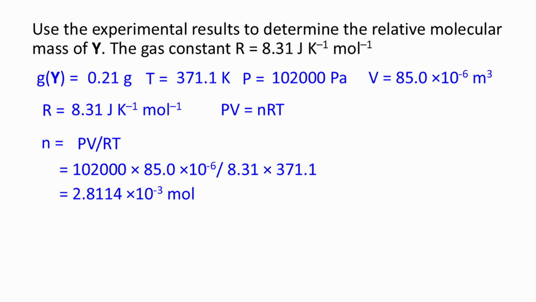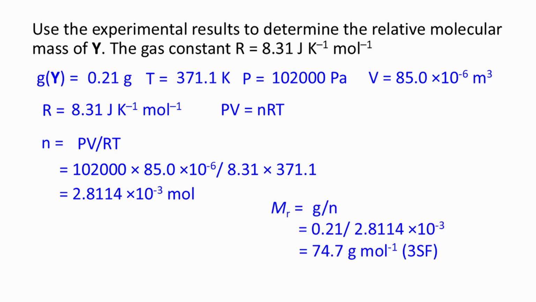Substituting the known values into this equation gives the value of n to be 2.8114 times 10 to the minus 3 mole. The amount must be quoted to at least 3 significant figures for the fourth mark. I have given this in-process result to 5 significant figures to avoid a rounding error in the final result.